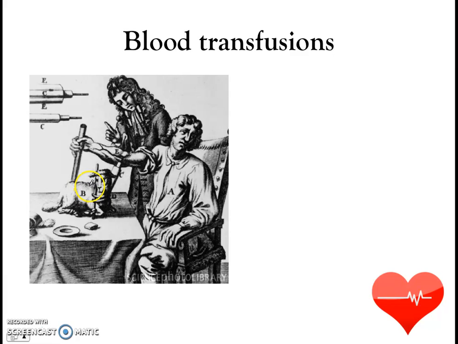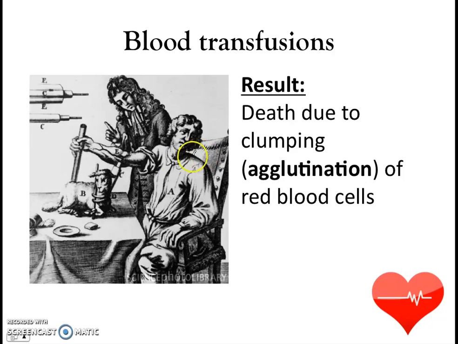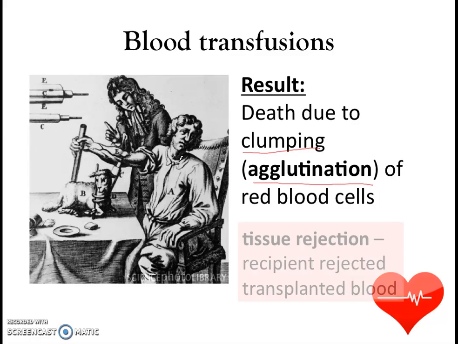Now, how do you think that turned out? Not very good. In fact, it ended up in death. You see, the man died because there was a problem. After the blood was transferred from the lamb into him, there was clumping, or what we call agglutination. That's a scientific word for clumping. There was agglutination of red blood cells inside this man, and that caused him to die.